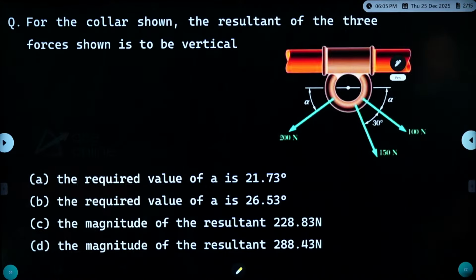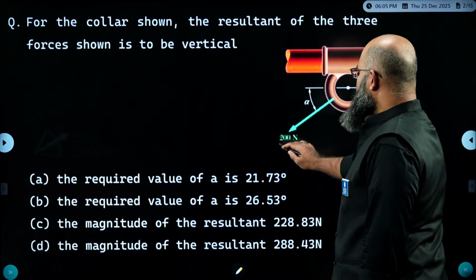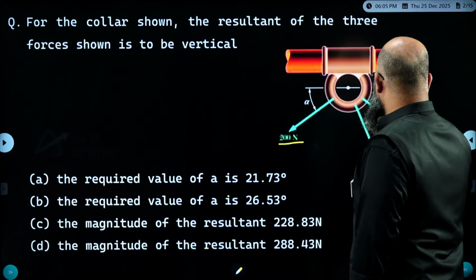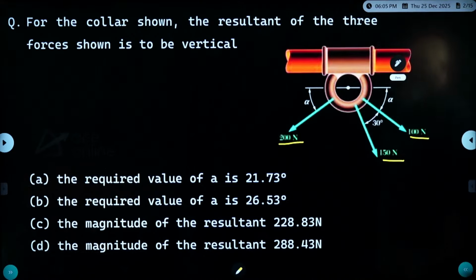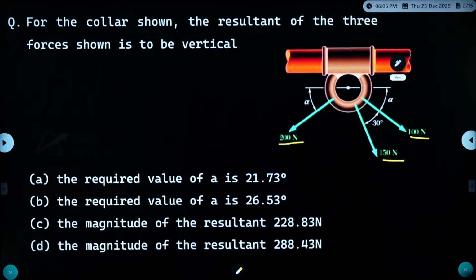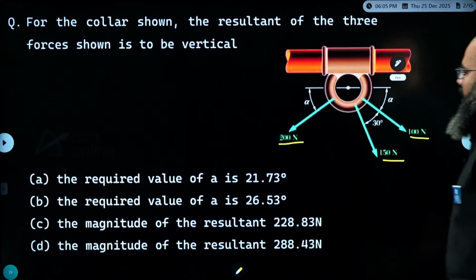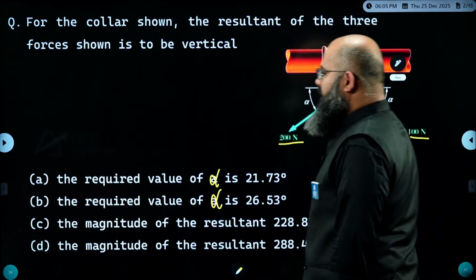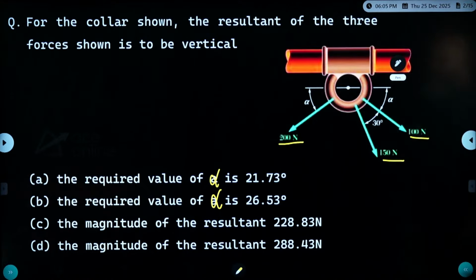Let us continue. The question is saying, for the collar shown, the resultant of three forces shown is to be vertical. So you're having three forces acting over here. This is 200 Newton, this is 150 Newton and 100 Newton over here. The resultant is supposed to be vertical. The required value of alpha, this is supposed to be alpha. The required value of alpha is how much is being asked. The magnitude of resultant is how much is being asked.